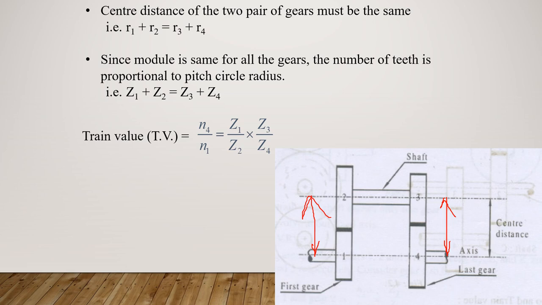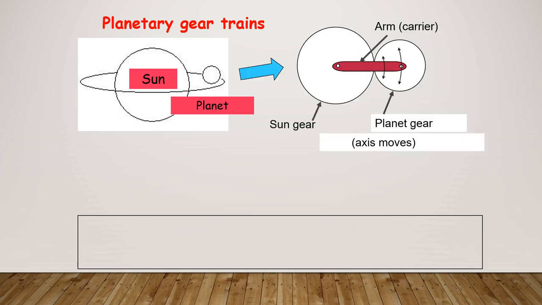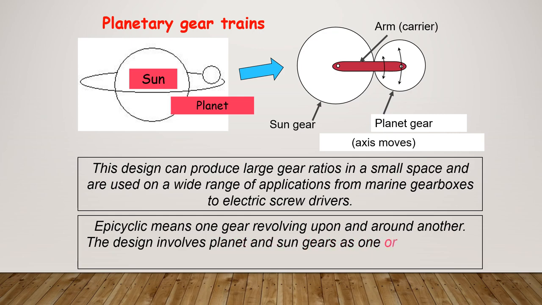So as I already told, the train value will be the same as the compound gear train. So the formula will remain the same. This is the formula to calculate the train value; if you want the velocity ratio, take the reciprocal of this. Next one is the planetary gear train. This is very important and very interesting. So we have problems related to planetary gear train.